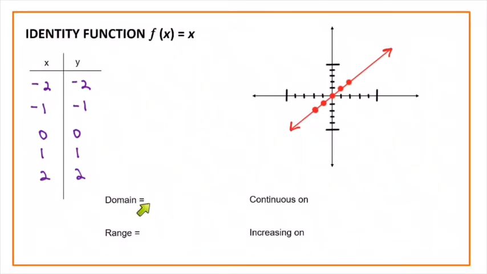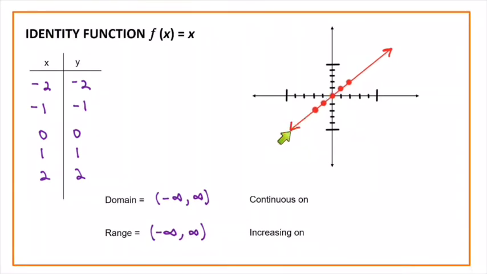The domain is going to be from negative infinity to positive infinity because you can see that any number can be plugged in for x, and you can also see on the graph that the graph stretches forever to the left and to the right. So the domain will be negative infinity to positive infinity. The range is the lowest y value to the highest y value. So you can see that the lowest y value we can get from this graph is going to be negative infinity, and the highest y value we can get from this graph will be positive infinity. So that's the range, negative infinity to positive infinity.